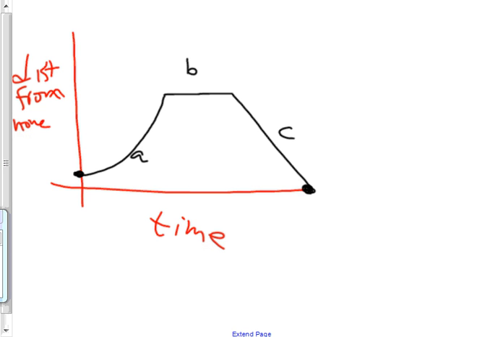Now, what does this mean in context of the trip? What were you doing during that time? So you were stopped. Think about it. Your distance was not changing. If this is like 1 mile from home or whatever, that didn't change for like 10 minutes or however long this period of time was between here and here.